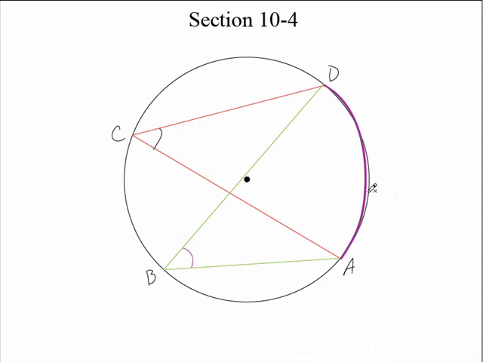So think about it. If I knew what the arc was, let's just play around with it. Let's just say it's, we'll go 80 again. We used that number before. We'll use it again.